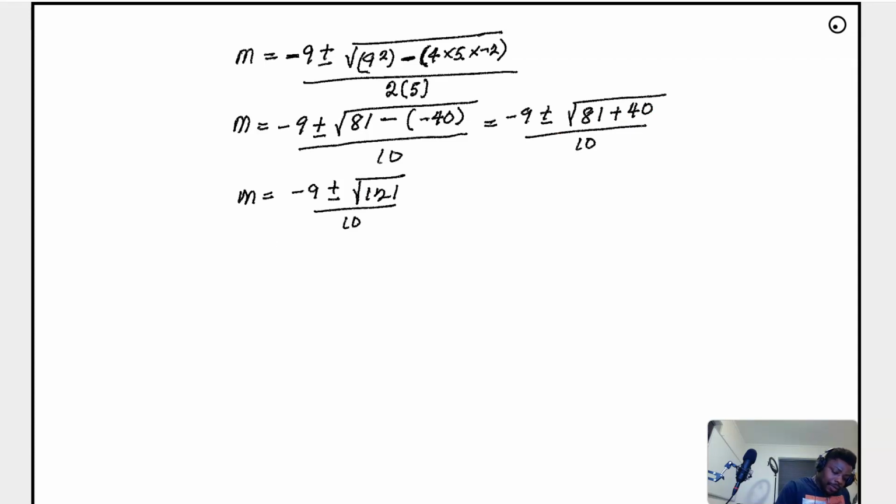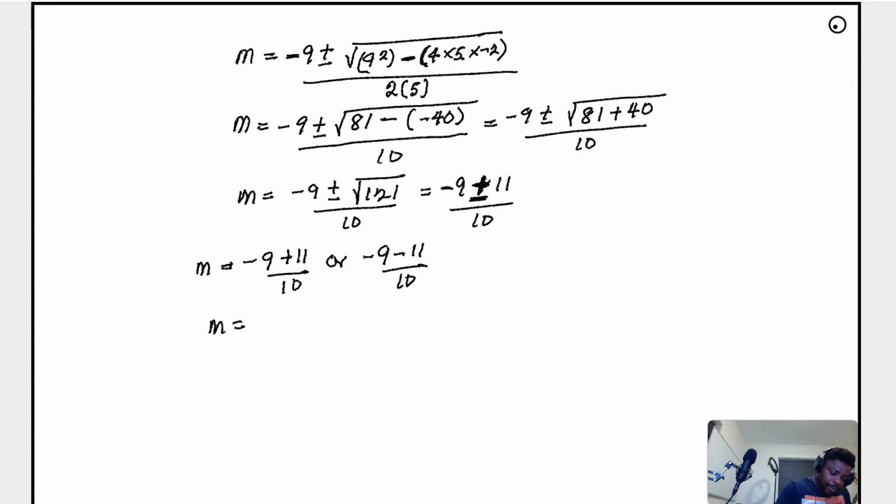Now, so this is minus 9 plus or minus, okay, square root of 121, that is 11, okay, so 11 over 10. So what this means is that m is equal to minus 9 plus or minus. So I'll write plus first, plus 11 over 10, or I write minus 9. Now I've used this plus, the next is to use minus, so minus 11 over 10.